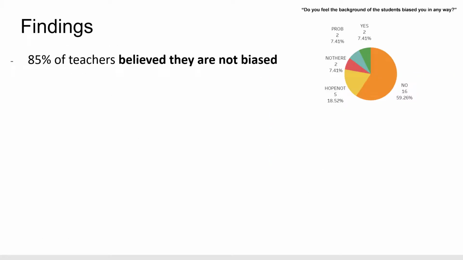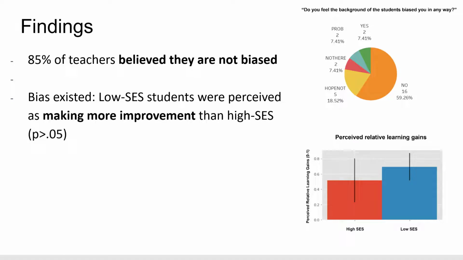So for our findings, we found that most teachers did not think they are biased. Most teachers said that they're not biased, or at least not in this situation. However, we found that bias existed. So statistically, teachers believed that students from lower socioeconomic status made more improvement than their higher socioeconomic status students.